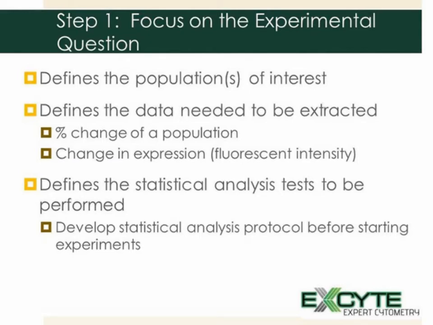For example, an increase in a population, say CD4 T cells, in a patient treated with a new drug. Or it could be a change in expression, say an increase in an activation marker like CD69 on a specific subset of cells. Knowing what data we need to extract lets us define what statistical analysis tests will be performed, and it's really important to define that protocol before you start your experiments so that you know going in how much data you need to collect, how many experiments you need to run, and how you plan to analyze that data.